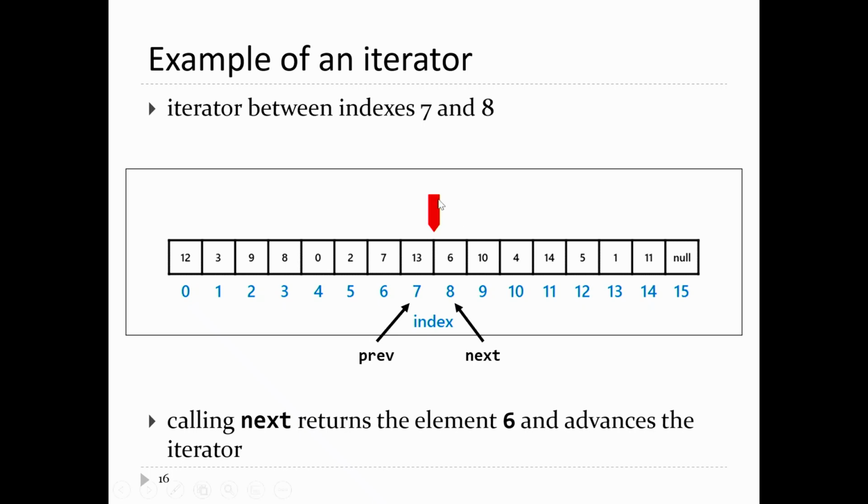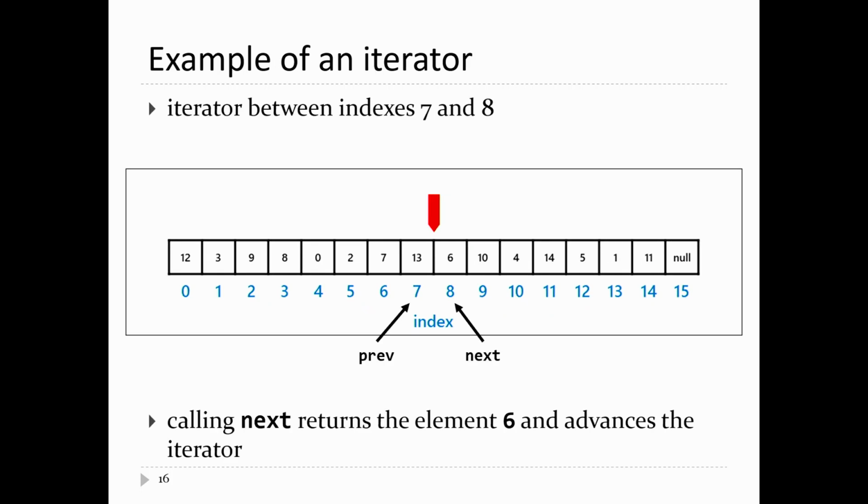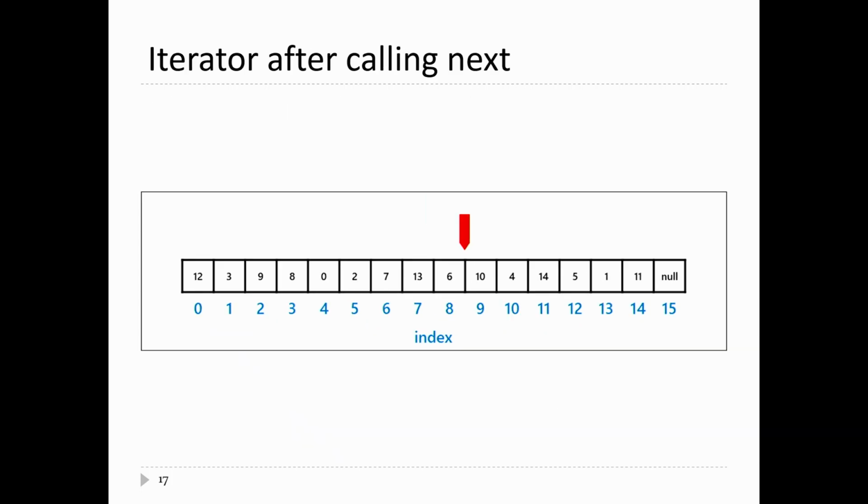If you call next on this iterator, it returns the element to the right. In other words, you advance the iterator to sit between the 6 and the 10, and it returns the element that's 6. Sorry. So after calling next, the iterator advances down the sequence. It moves one position to the right. There it is, and now you call next, it moves one position to the right.